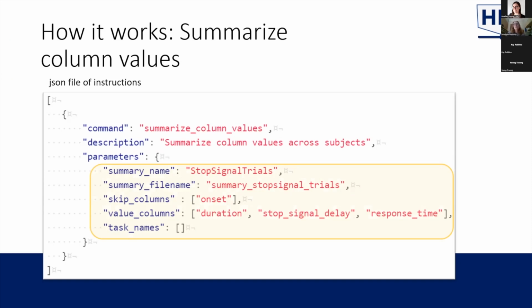And we don't specify task name. I actually ran this summary on a subset of the AOMIC dataset, so only the stop signal task was included. But if you have a dataset with multiple tasks in it, and you're only interested in the summary of one, then you might want to specify the task names here, and the remodeler will find the appropriate files and only run the summary on those.